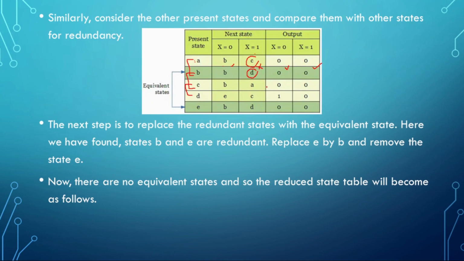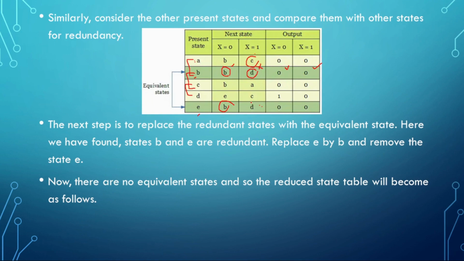Everything will be different here. You need to compare one state with another state. Finally, compare B with E. In B with E, in B also the outputs are B, D, 0, 0. See here, here also B, D, 0, 0. So these two rows will be the same.